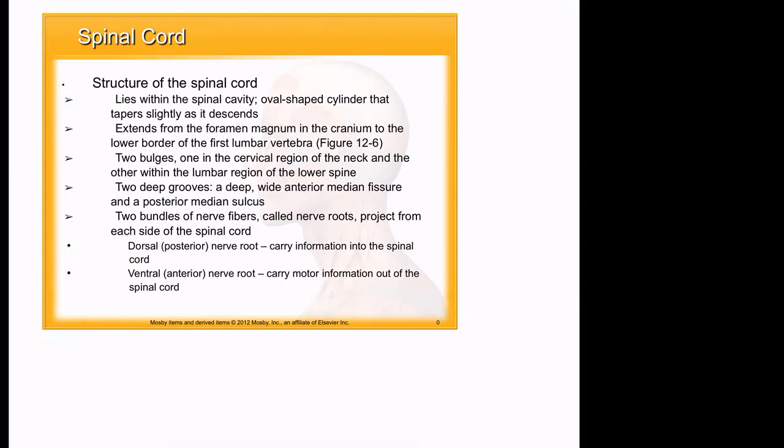The spinal cord lies within the spinal cavity, as we saw. It extends from the foramen magnum. Do you remember the foramen magnum? I hope that you do. Big hole. A big hole, yes. The foramen magnum is the big hole found in the occipital bone of the skull. That's where the spinal cord meets the brainstem, which of course then meets the brain.